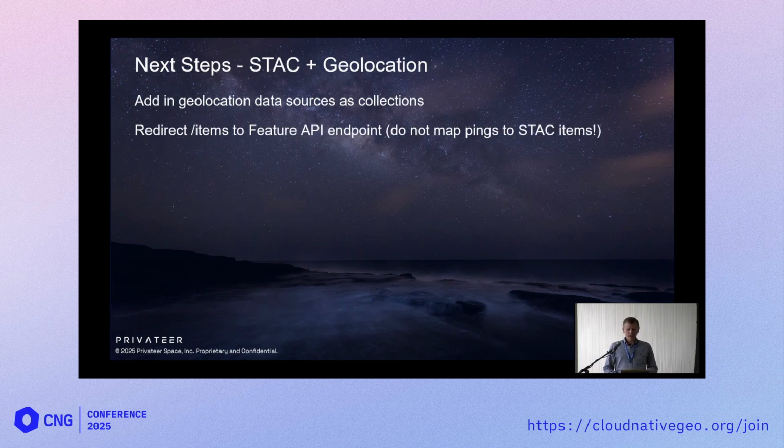And then the other thing is we want to add in geolocation data sources as collections. Every data source should be found in one place. Now, we're not going to go put 10 million AIS pings in a Stack. That doesn't make sense. But we do want to know that we have a collection of AIS pings from this data source, from this provider, for this area, for this time. And then when you want the items, you redirect to an OGC feature API, which is designed to serve that type of data.